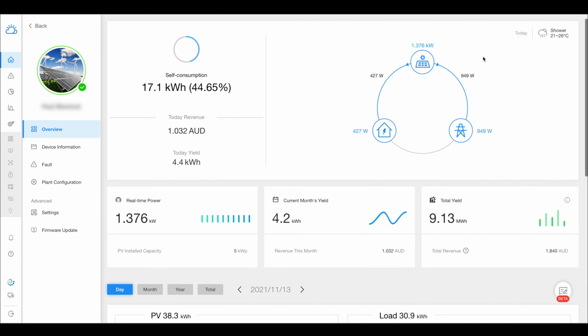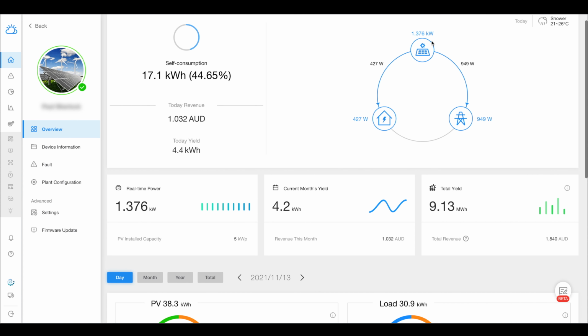So we can see at this point in time, it's quite a rainy day. The solar is only producing 1.3 kilowatts at this particular time. So 427 watts of that power is being self-consumed and used in the household, and then the remaining 949 watts is being exported to the grid.